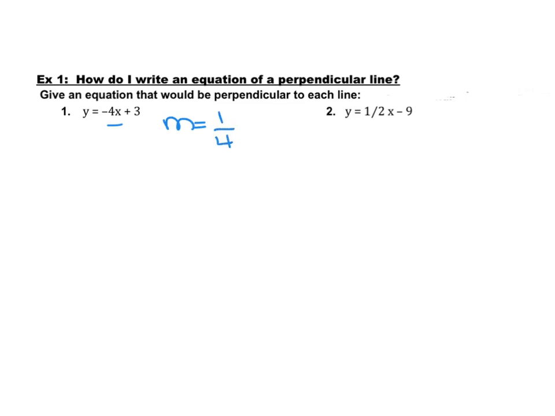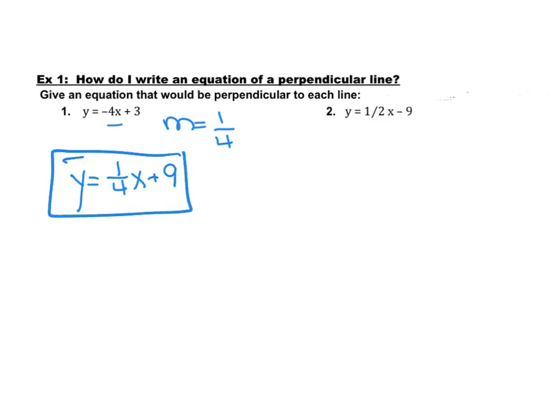And now let's write y is equal to, so we know we have a slope of 1/4x. And then I'm going to pick a y-intercept. I'm just going to pick +9. Now you're probably wondering, can I have the y-intercept be 3? In the parallel questions you can't, but in the perpendicular questions, because you are changing your slope on it, yes, you could have a y-intercept of 3.